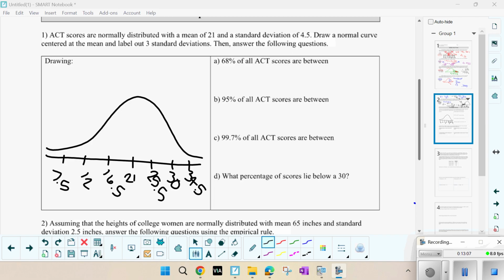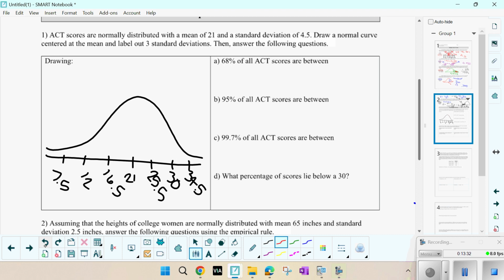They want to know where 68% of all scores are going to be. 68% is 1 standard deviation away. So that would be between 16.5 and 25.5. Sorry, I said 25.8, that was 25.5.